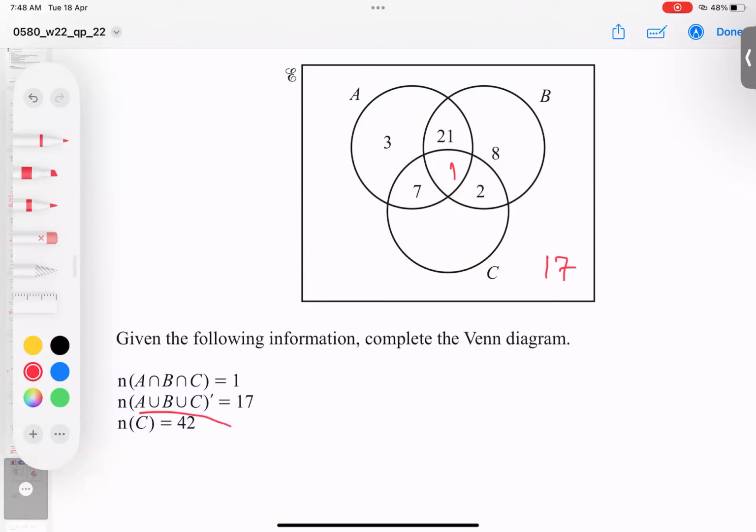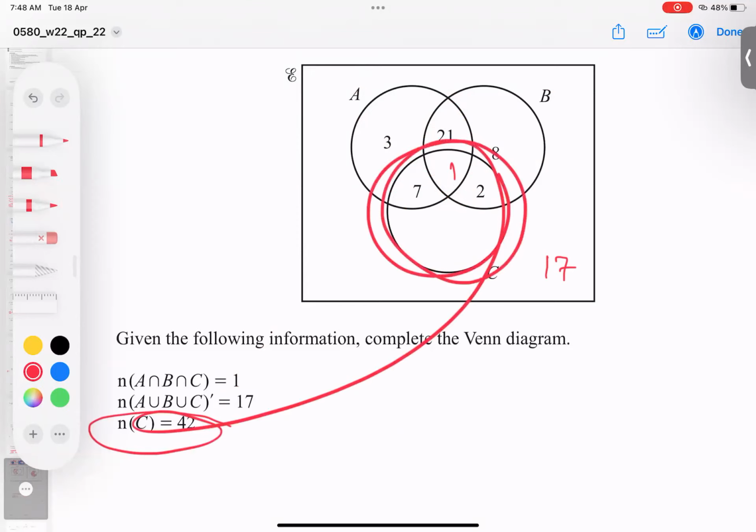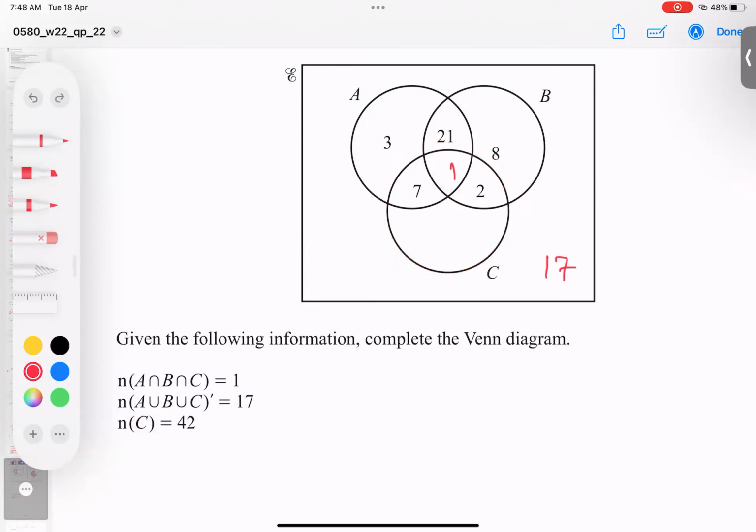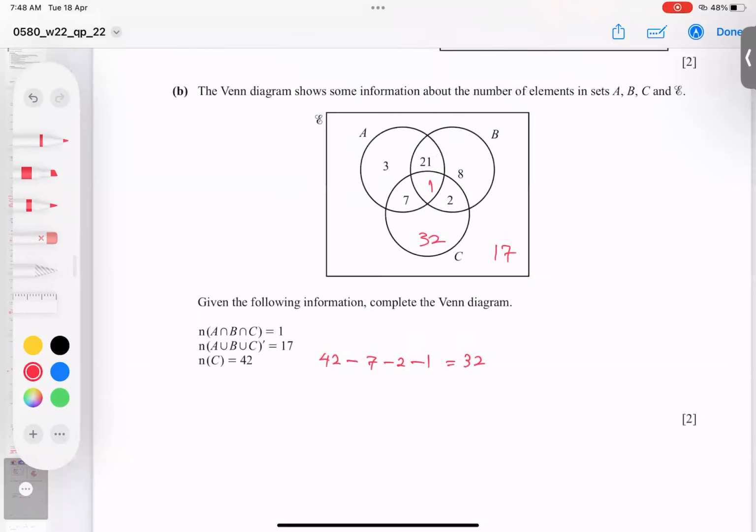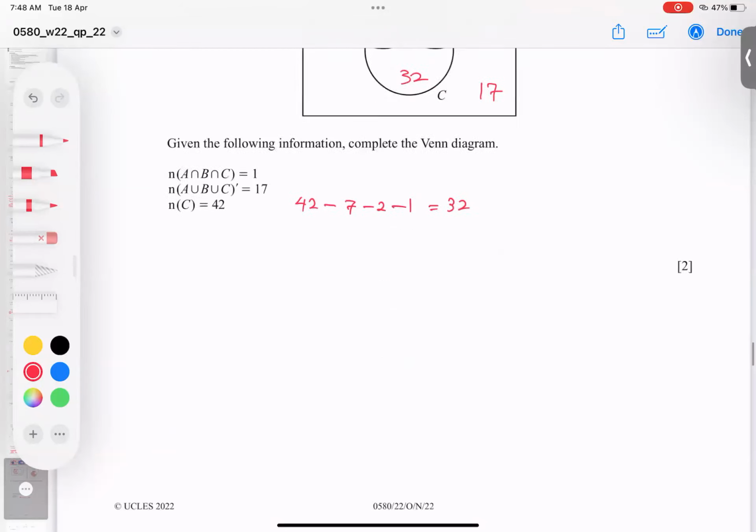The number of members of circle C is 42. So from 42, subtract 7, subtract 2, subtract 1. Why? Because I'm looking for these numbers. So add them all three and subtract from 42, and this becomes 32. Because 7 plus 2 plus 1 is 10. So I got 32. I hope it is clear. All values are filled. And I think this is the reason he was asking for 2 marks.